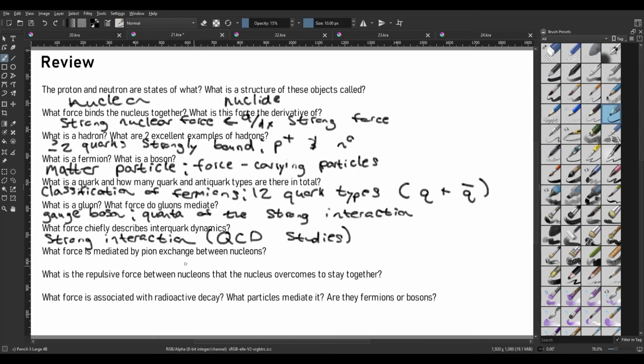What force is mediated by pion exchange between nucleons? So remember, between quarks we have gluons being exchanged. That's how that works. Between nucleons we have pion exchange. And between nucleons, well, nucleons make up the nucleus, so this must be the strong nuclear force.